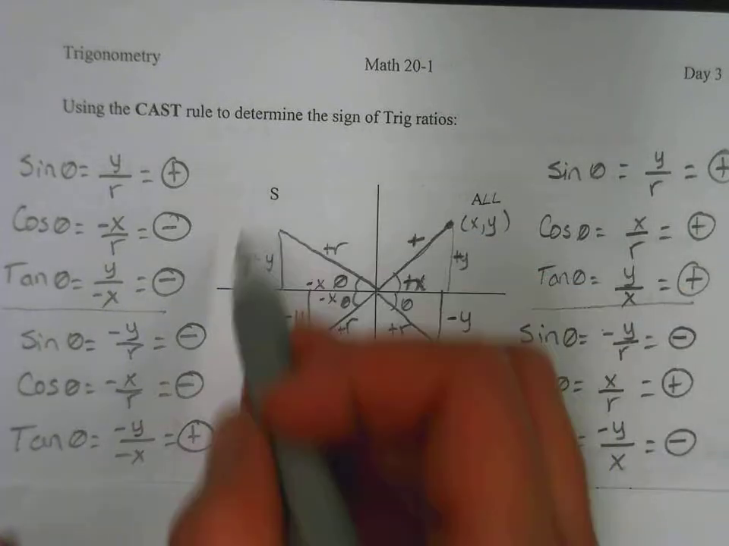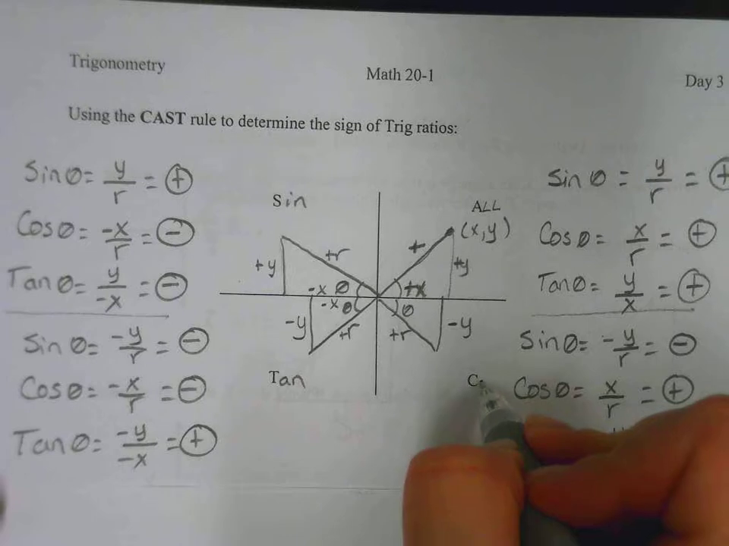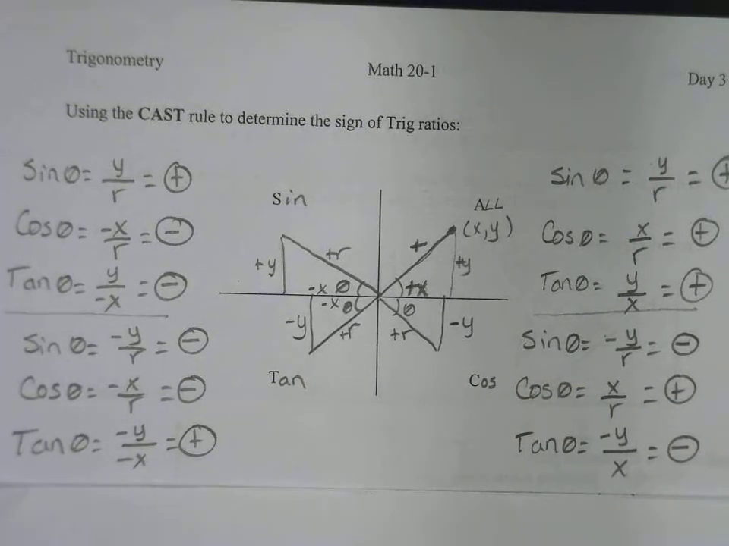So we can use the CAST rule to help us identify which quadrants have positive or negative ratios.